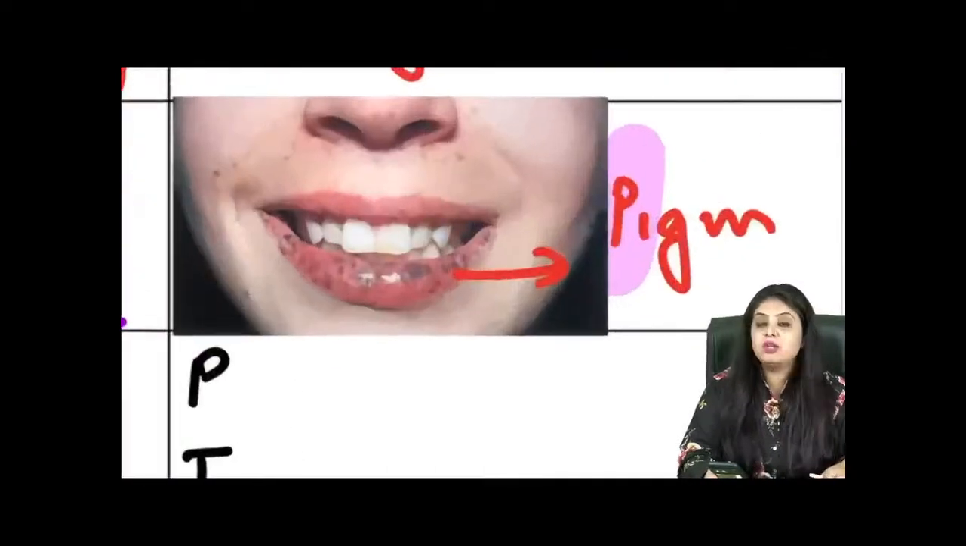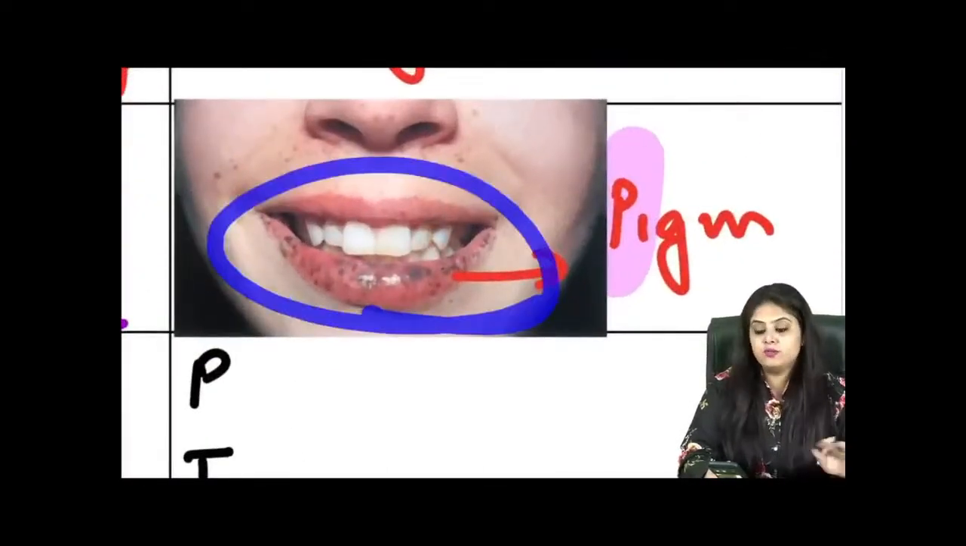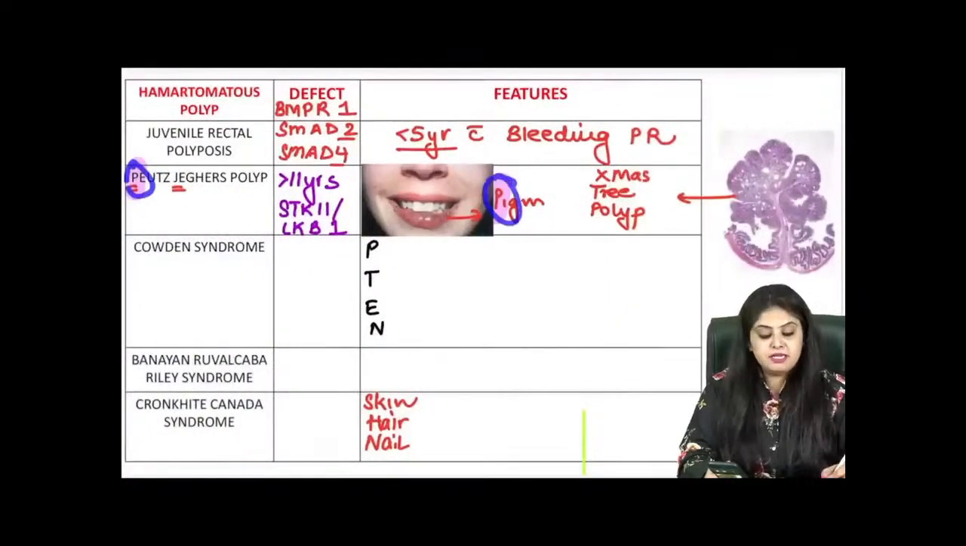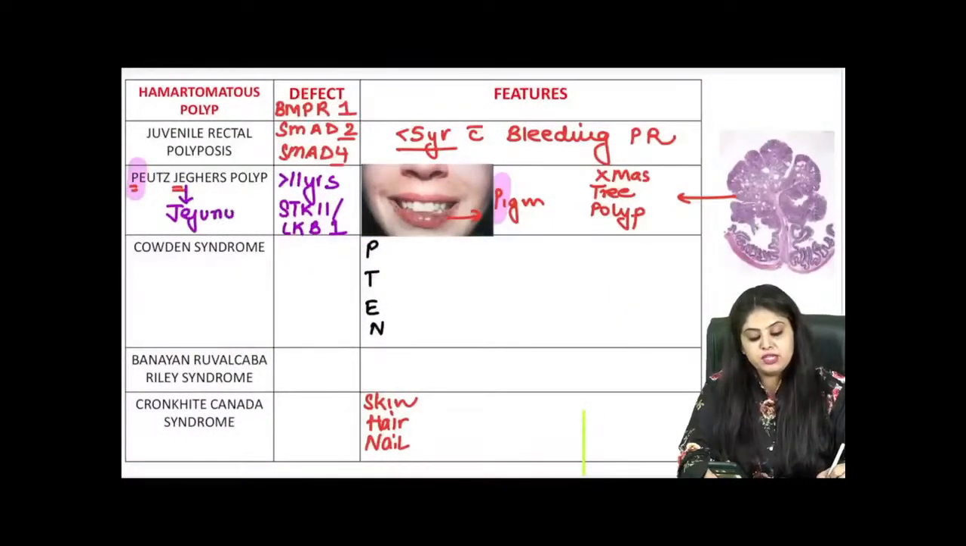But apart from that, look at these other genes. You will have to do a fill in the blanks for this also. For juvenile rectal polyp, all of you told me everything is juvenile: SMAD2, SMAD4, and a child less than 5 years old. What is this, Peutz and Jeghers? I think everyone knows, here the story is 11-11.